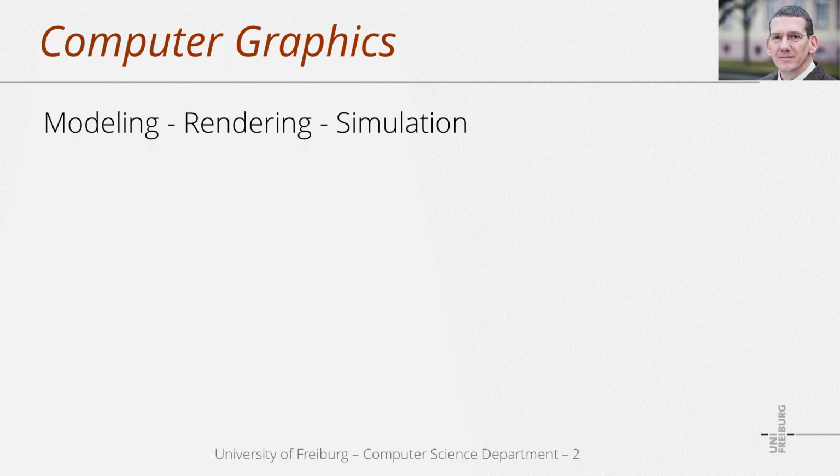Computer graphics is an area of computer science that is comprised of different areas. Three of the major areas within graphics are modeling, rendering, and simulation. And in the introductory graphics course, I've already discussed various aspects of these three areas.